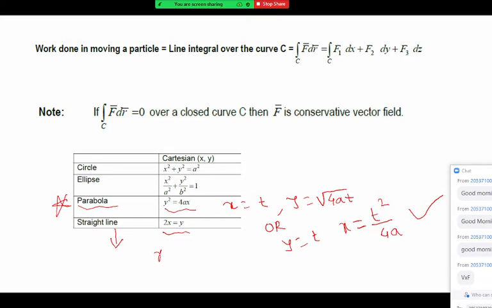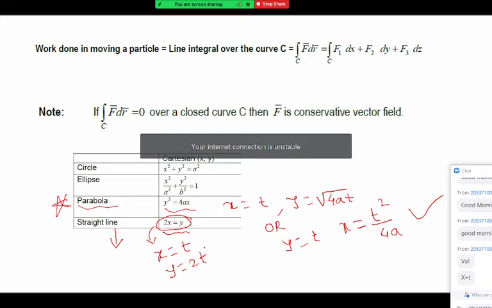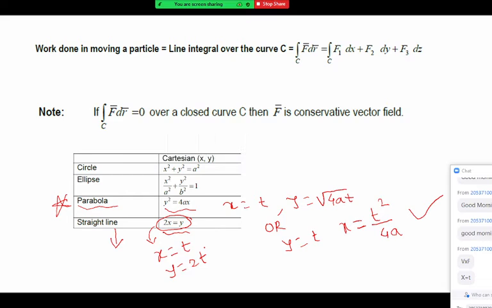So obviously you can take x as t and y as 2t. For 2x equal to y, the parametric form is here: x is t, y is 2t. You may wonder why these parametric forms, but remember, this parametric form plays a very important role in evaluating the line integral.